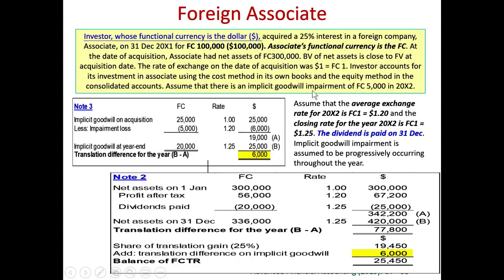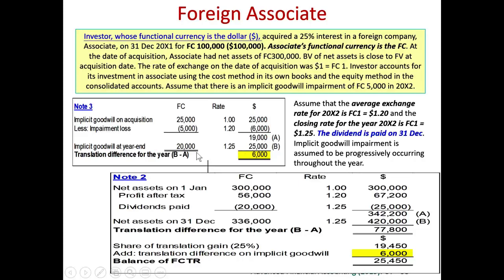The question says there has been a goodwill impairment of 5,000 FC, so the closing goodwill should be 20,000 FC. Unless we know exactly which day it was impaired, it may gradually impair, so we simply use the average rate. Average rate is 1.2, so the impairment is translated to $6,000. If nothing happened, the closing goodwill should be 19,000.